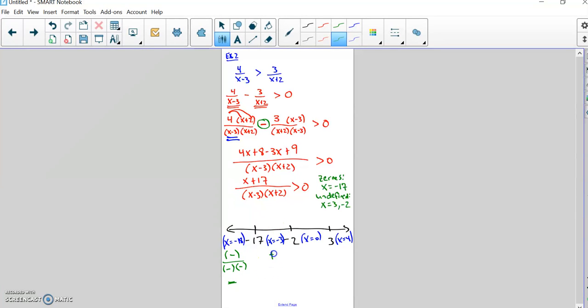Alright, let's try negative 3. Negative 3 plus 17, we've got positive. Once again, I won't say this out loud for all of them. We'll have a positive divided by negative times a negative. Positive divided by a negative is a positive. If we plug in 0, we get a positive divided by a negative times a positive. That will give us a negative. And for 4, we'll get a positive divided by a positive times a positive, which will also result in a positive.